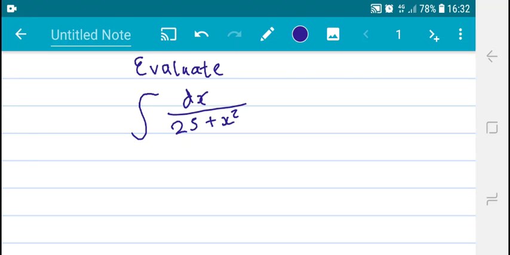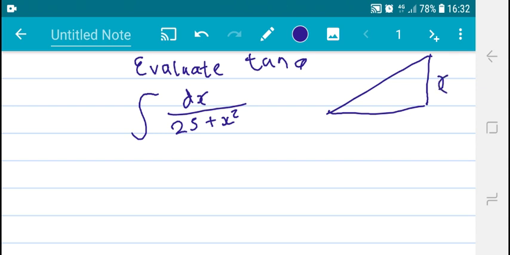Okay, so we also evaluate this integral. And to do this, we're going to use trigonometric substitution, using the tangent substitution. So basically, to accomplish this, we first have to draw a triangle. Since we're going to be using a tangent substitution, we put our x on the opposite side of the angle. So this is theta.